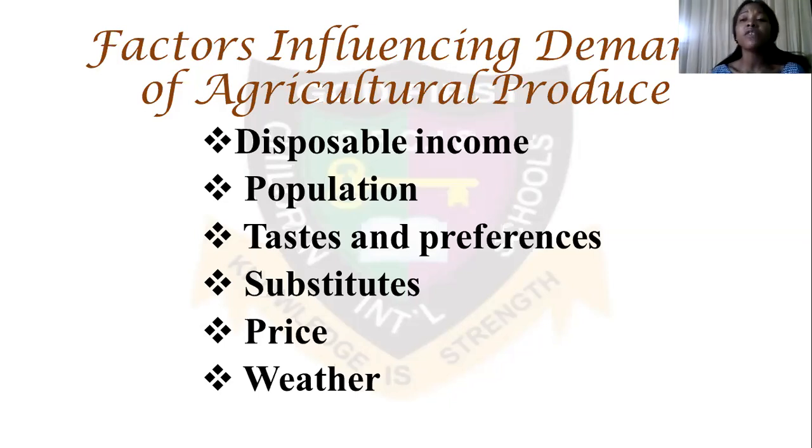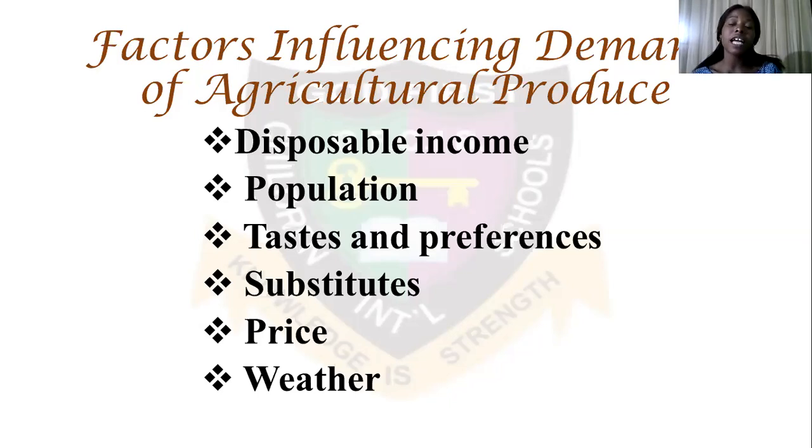Then we have another factor, like substitutes. For example, in the presence of fresh corn, individuals who want to buy will consume less of other starchy foods. So they will go for fresh corn because of its presence.